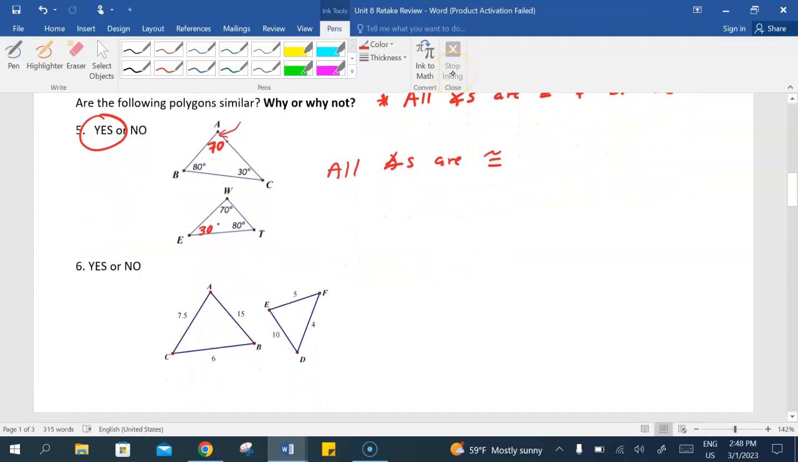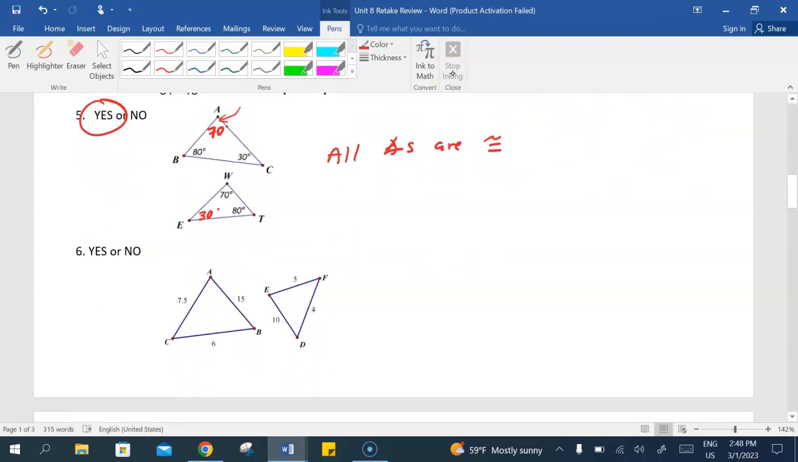Number 6, they don't give you angles, they give you sides. So I want to see if my scale factor is the same for every single side. What I'm going to do is match up my smaller side with the smaller side here, and I'm going to go from left to right. So I'm going to do 6 over 4, which gives me 1.5. Then I'm going to go the medium side with the medium side, so 7.5 over 5.